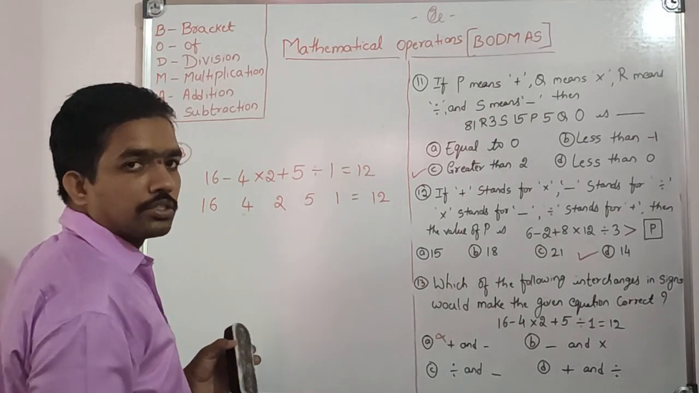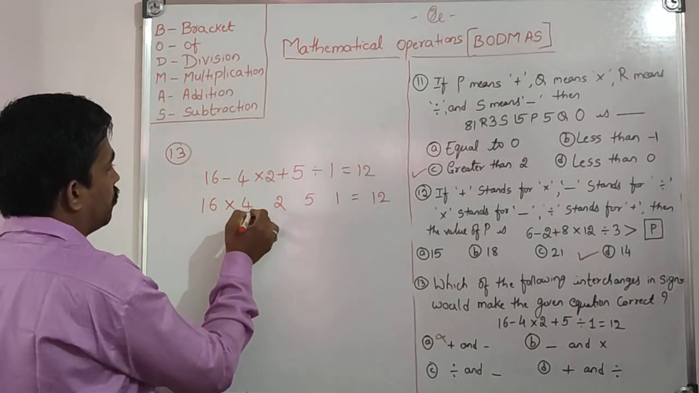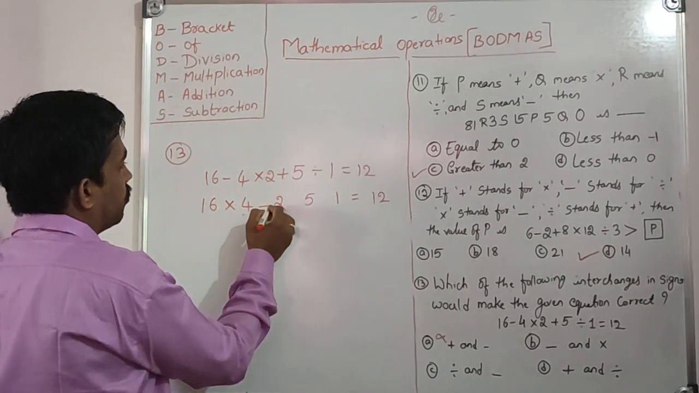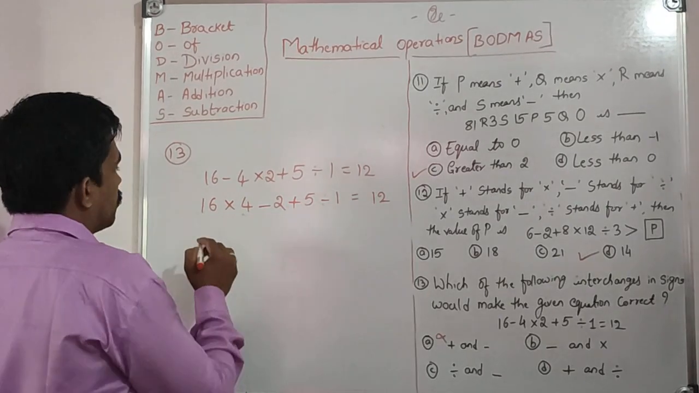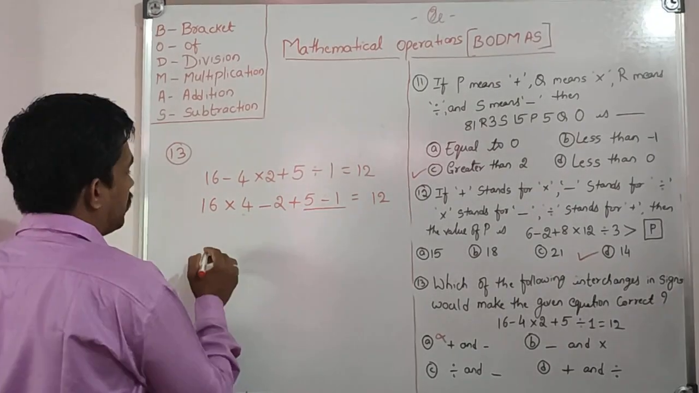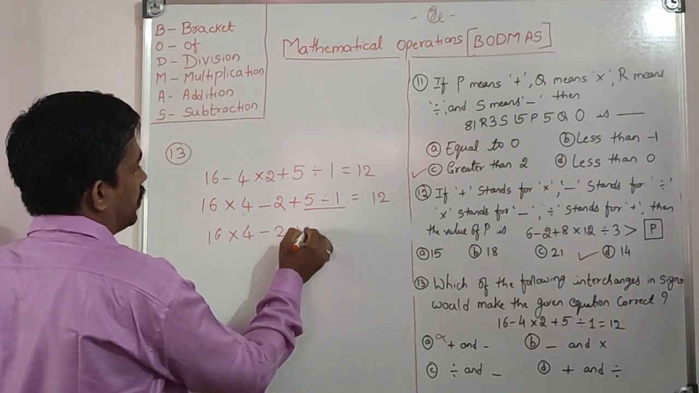Into and minus. So we have to interchange into and minus. Instead of minus, we have to write into here. Instead of into, we have to write minus. Plus as it is, divide as it is. So again we have to solve this. 16 into 4 minus 2 plus 5.